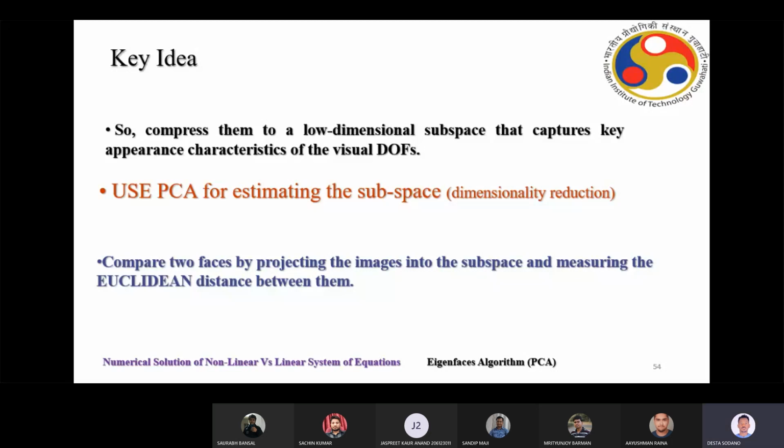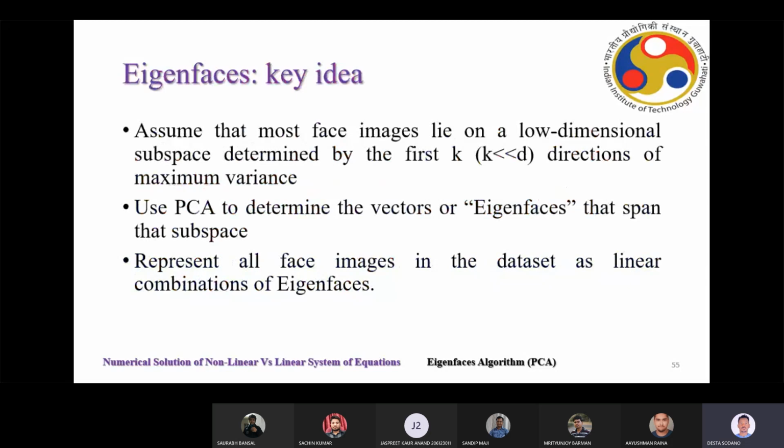So how about eigenfaces? The eigenface key idea is to assume that most face images lie on a low-dimensional subspace determined by the first K directions of maximum variance. If all the face images become small, we take the direction of maximum variance. So we use principal component analysis to determine the vectors, or eigenfaces, that span that subspace. We represent all face images in the data set as a linear combination of eigenfaces.